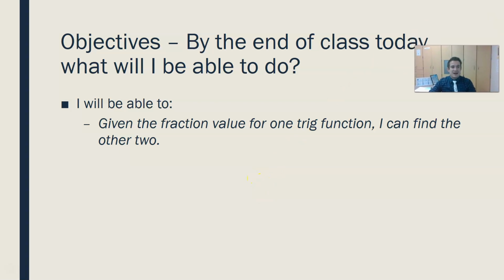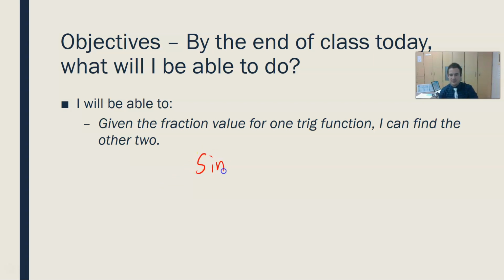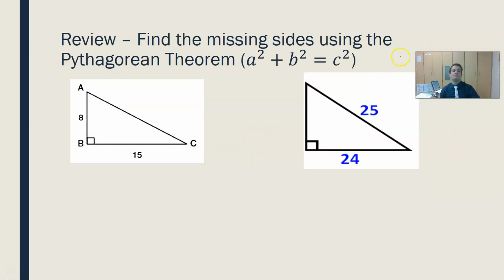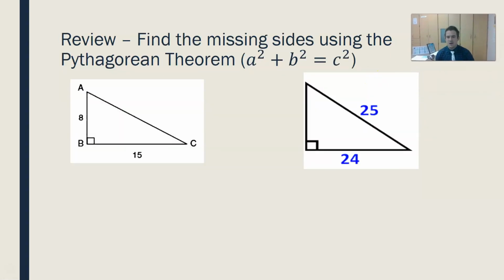By the end of this lesson, these are the things that I hope you're able to do. I want you to be able to, given the fraction value for one trig function, find the other two. So if I give you the fraction value of sine, for example, the sine of some angle is equal to 5 over 12, I want you to be able to find what the cosine and the tangent values are.